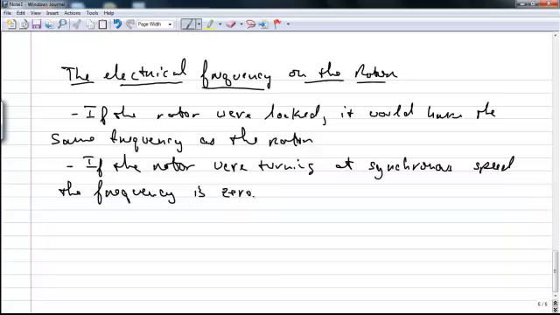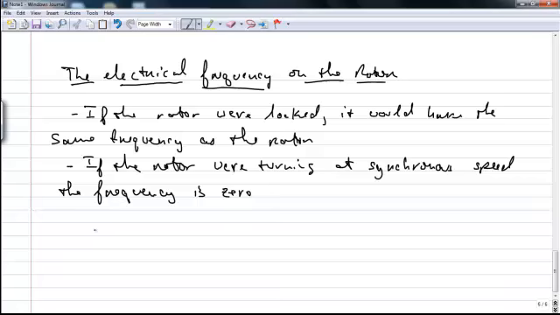So between the locked rotor condition and the rotor turning at synchronous speed, we see that the frequency varies from whatever the frequency is on the stator, say 60 Hertz, down to 0. And in fact, the rotor frequency is directly proportional to the difference between the speed of the magnetic field, or the synchronous speed, and the speed of the rotor.